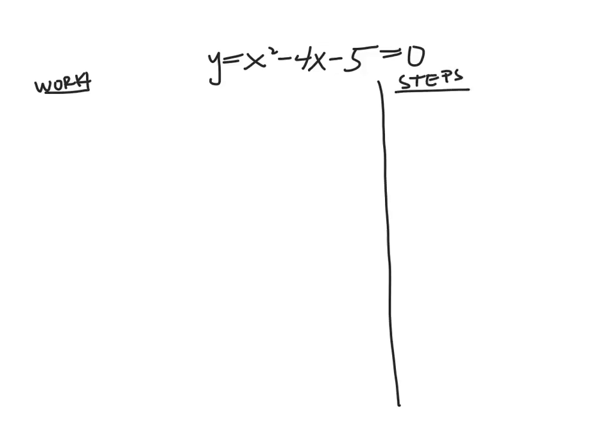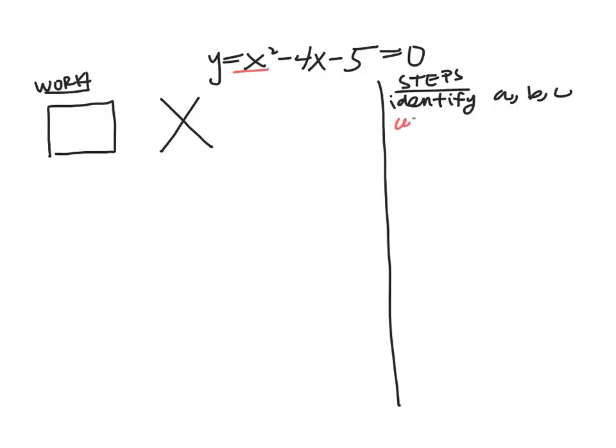So the first thing I want to do is set up my area model, and with that identify A, B, and C. In this case, A is the 1 next to x squared, so A equals 1. B is going to be the 1 next to the x. Be careful with the negatives. B equals -4. And C is the constant term, so it's going to be -5.